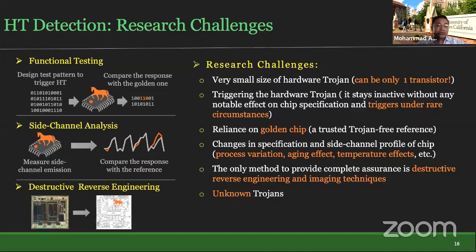And unknown Trojans. Trojans are not typically known, am I right? It might be easy to find a known Trojan, but the question is, just like software security, there can be unknown Trojans anytime. Anybody can develop them, which we don't have knowledge of. The question is, how do we understand those types of Trojans?